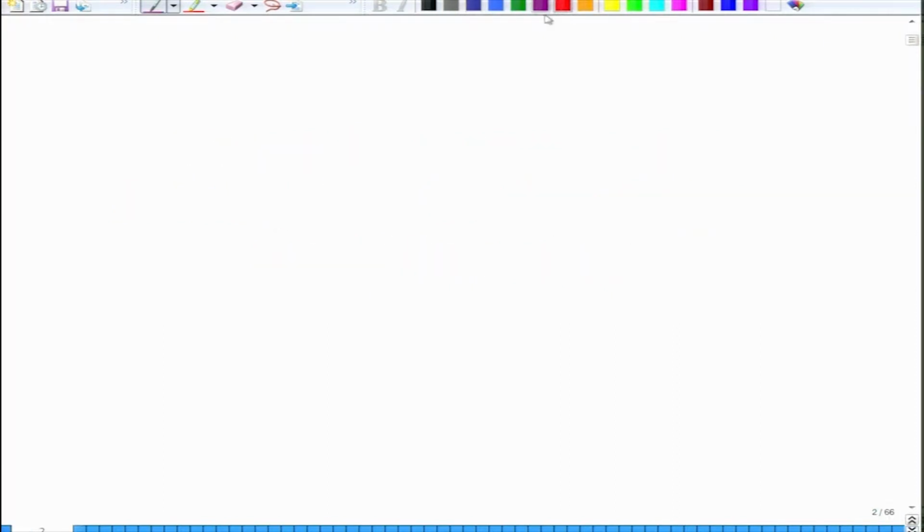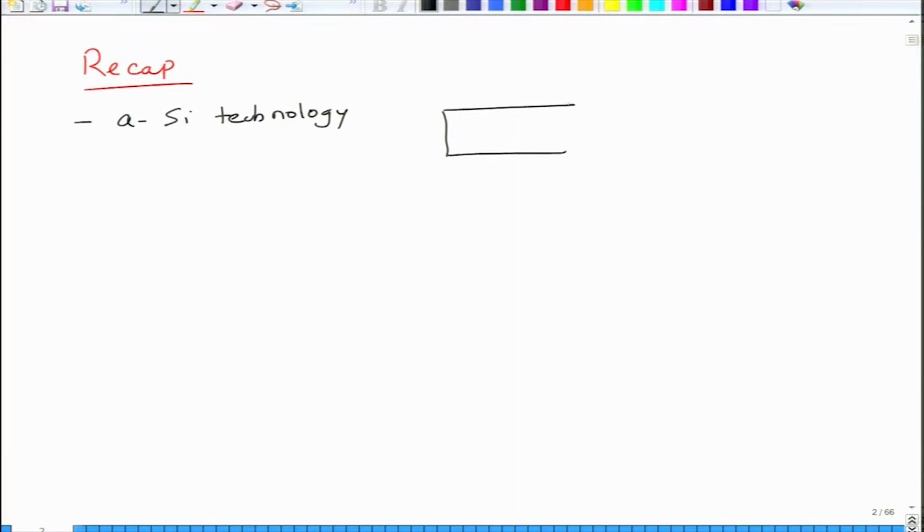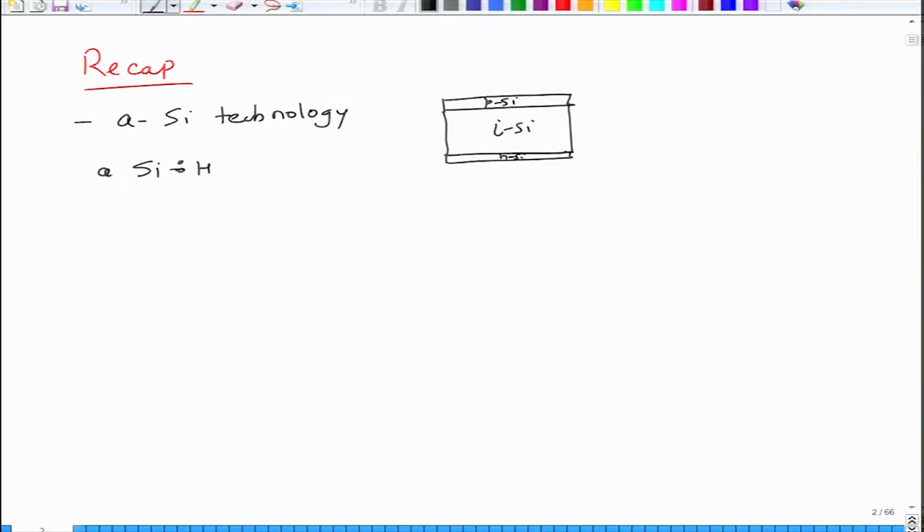Okay. So in the recap of the previous lecture, we talked about amorphous silicon technology, which is essentially a pin junction technology. So we have an intrinsic silicon layer, which is the main absorber layer, then we have P silicon, and then we have N silicon, and on both sides we have contacts, and we can have a glass substrate in this technology. Here the important thing is that the silicon is hydrogenated. This hydrogenation reduces the traps or tail states within the band diagram. As a result, this improves the performance. So one thing is you use hydrogenation.